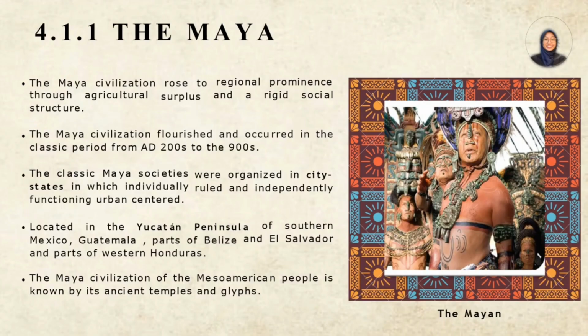The first pre-European people is the Maya. The Maya civilization rose to regional prominence through agricultural surplus and a rigid social structure. The Maya civilization flourished in the Classic period, from the AD 200s to the 900s. Classic Maya society was organized in city-states, individually ruled and independently functioning urban centers, located in the Yucatan Peninsula of southern Mexico, Guatemala, parts of Belize and El Salvador, and parts of western Honduras. The Maya civilization of the Mesoamerican people is known for its ancient temples and cliffs.